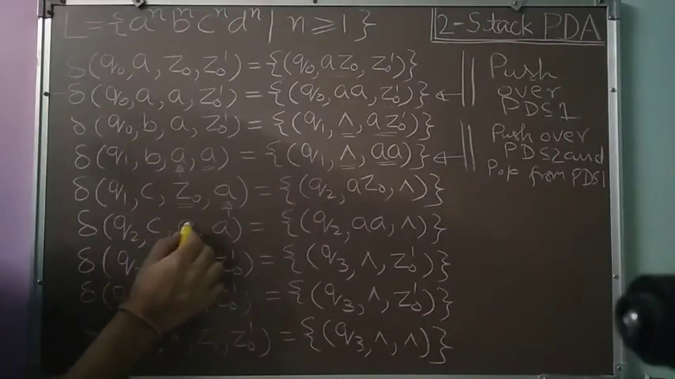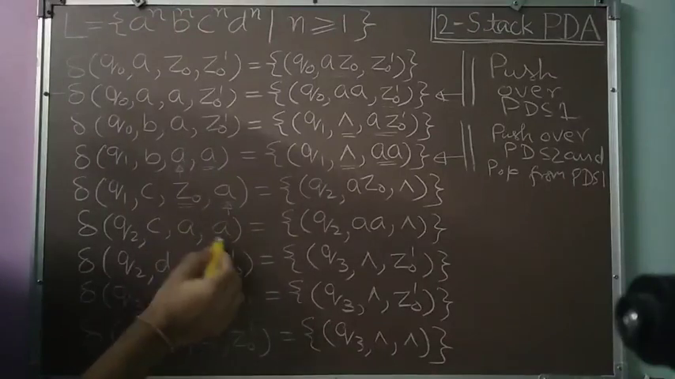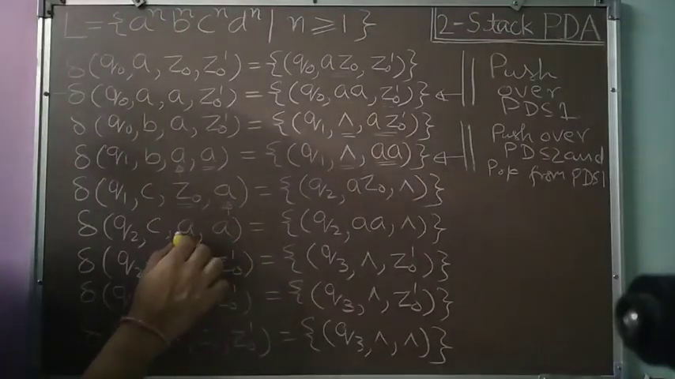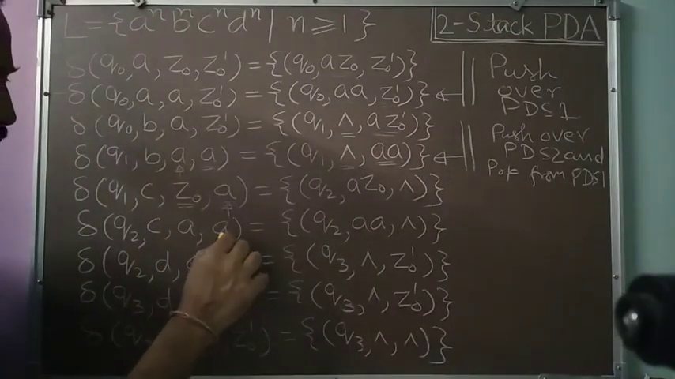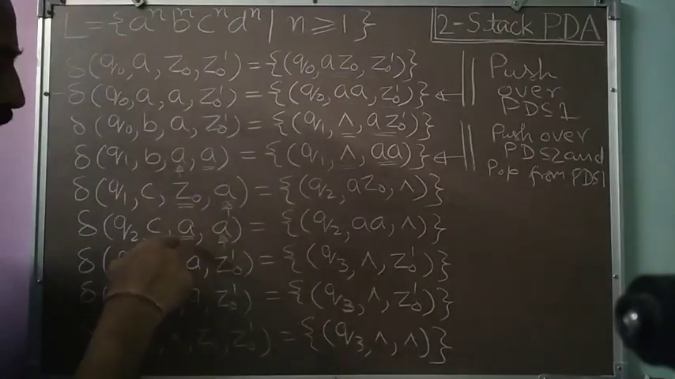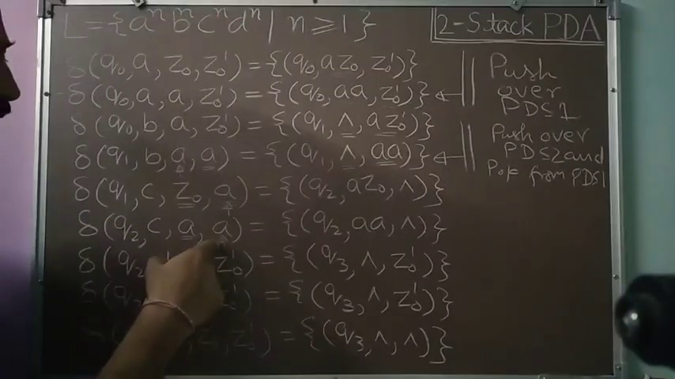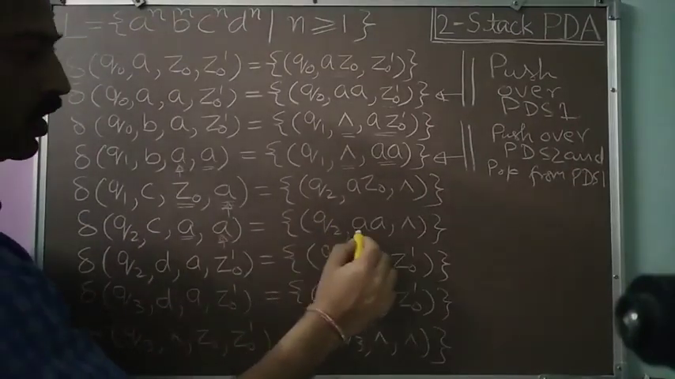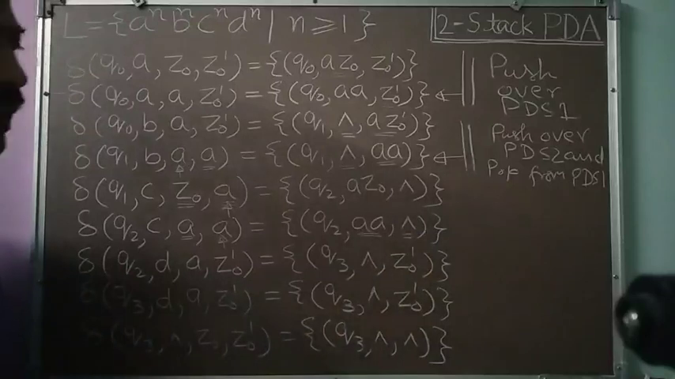Okay. So we have done it the first time, and then because we are in the Q2 state receiving other C's, and on the top of both the PDS is A. Okay. So now again from the PDS2 we have to remove, and on PDS1 we have to push. So that's why we will write AA here and we will write null here.